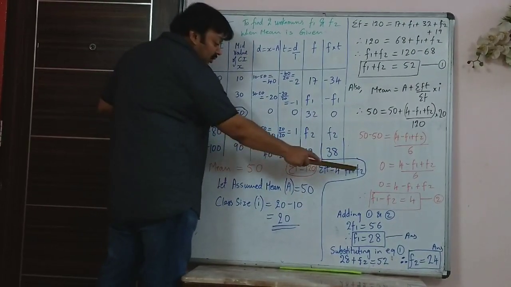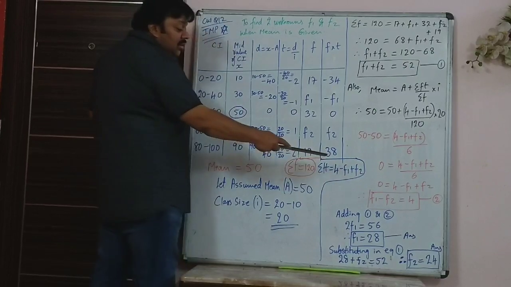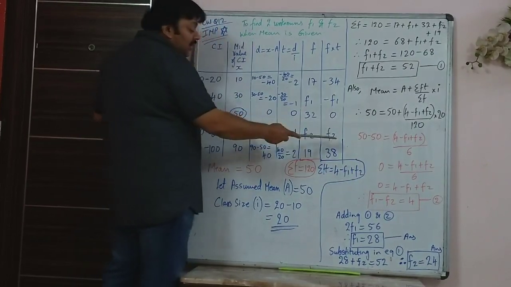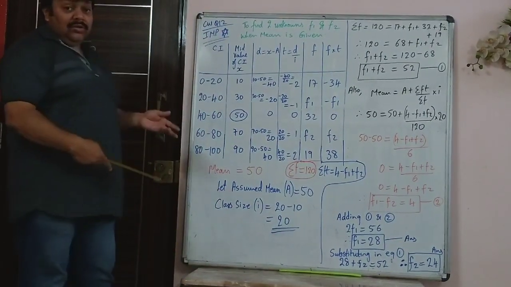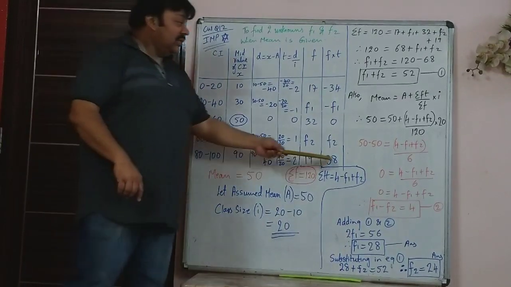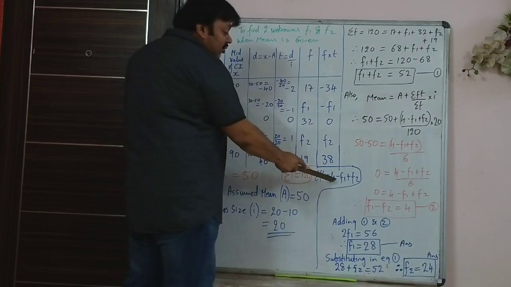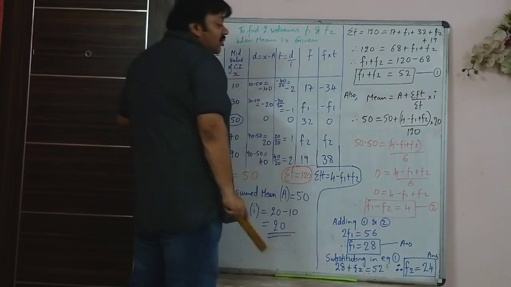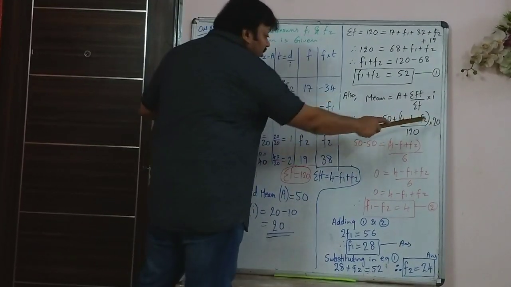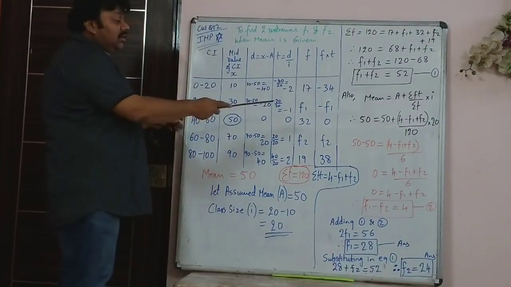Of course, this will not give you a number. These two variables will be there. That is what you are trying to find. So the sigma f t, what you wrote here, is this value 4 minus f1 plus f2. Class size is 20.